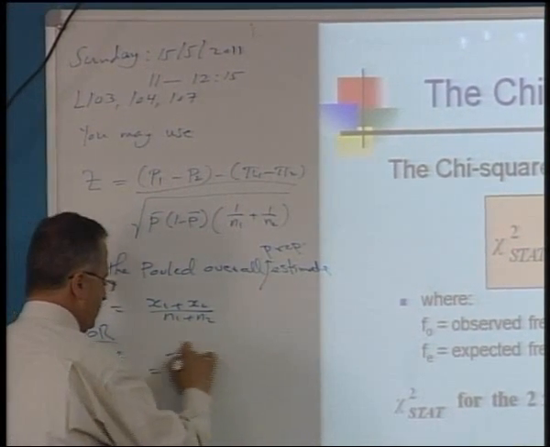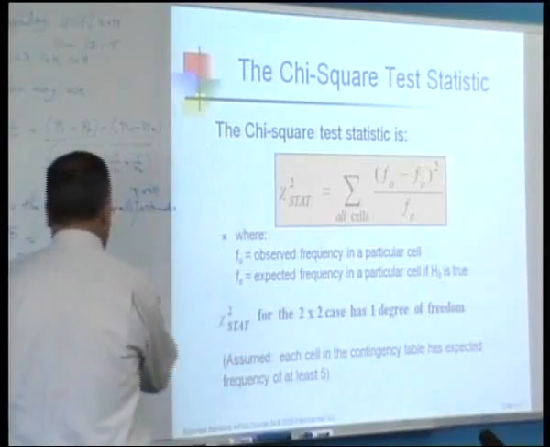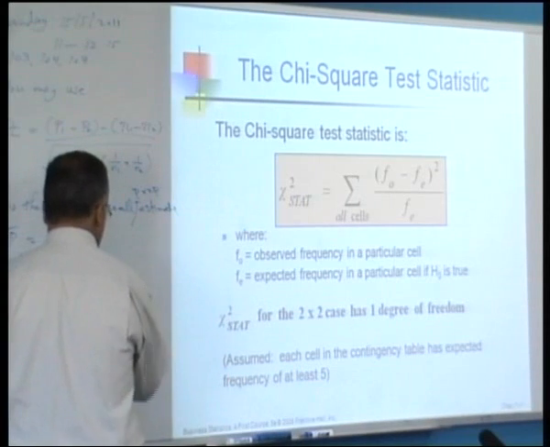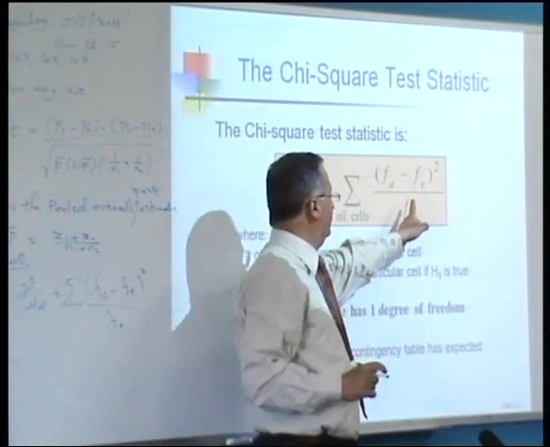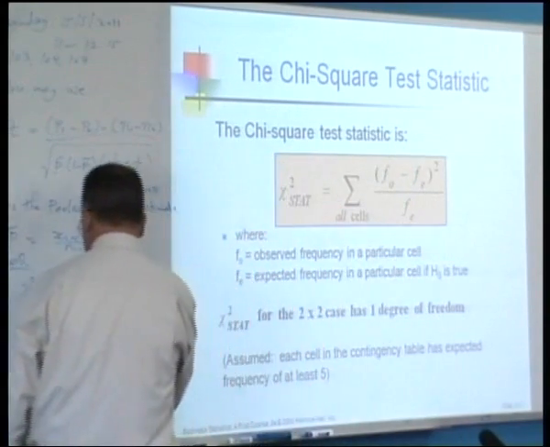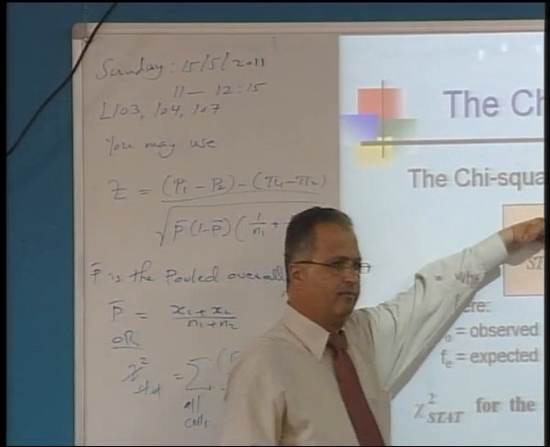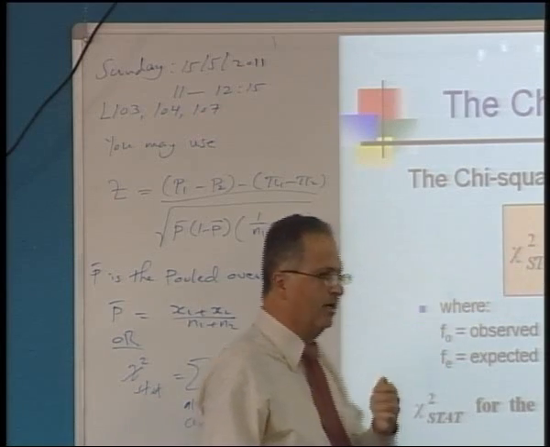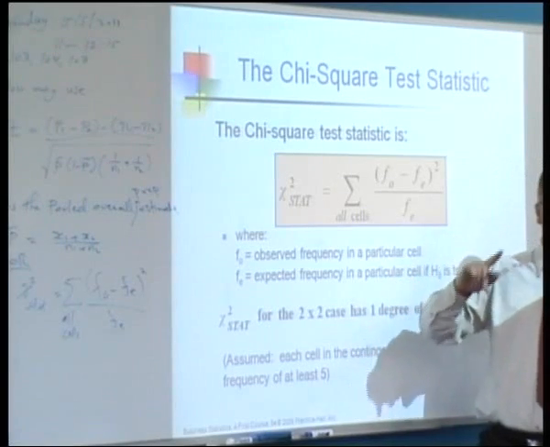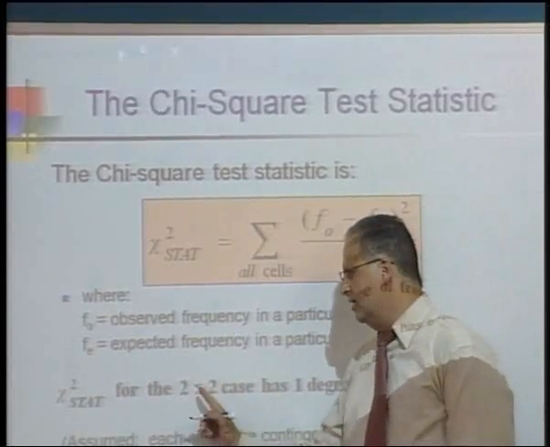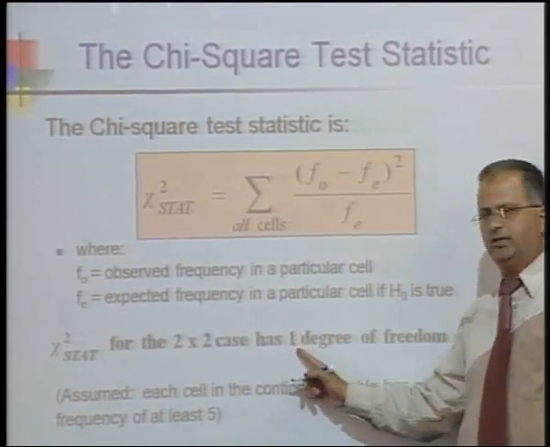Chi-square stat is just the sum of the observed frequency fo minus the expected frequency, squared, divided by the expected frequency, for all cells. Chi-square statistic is given by this equation. If there are 2 rows and 2 columns, so in this case my table is 2 by 2, you have only 1 degree of freedom.